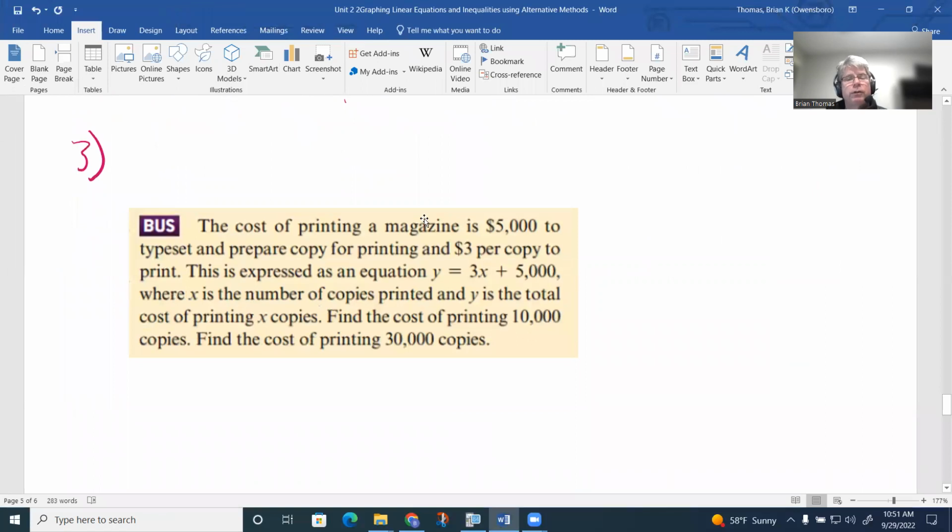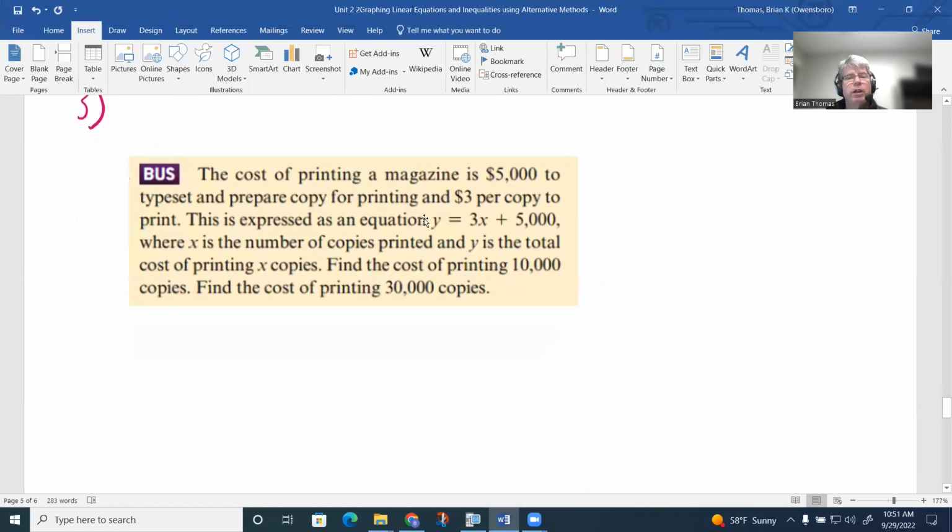So the next question we have is kind of an application. The cost of printing a magazine is $5,000 to typeset and prepare copy for printing. And then it's going to be $3 per copy to print. This is expressed as an equation, y equals 3x plus 5,000, where x is the number of copies printed and y is the total cost of printing x copies. Find the cost of printing 10,000 copies, then find the cost of printing 30,000 copies.